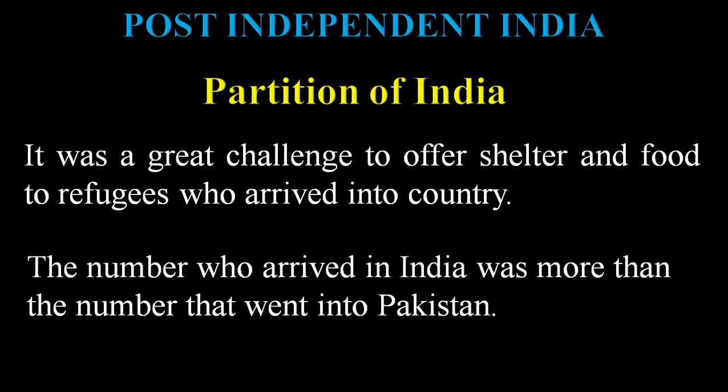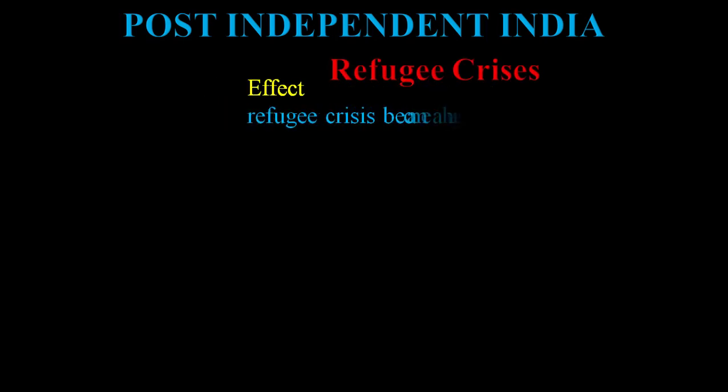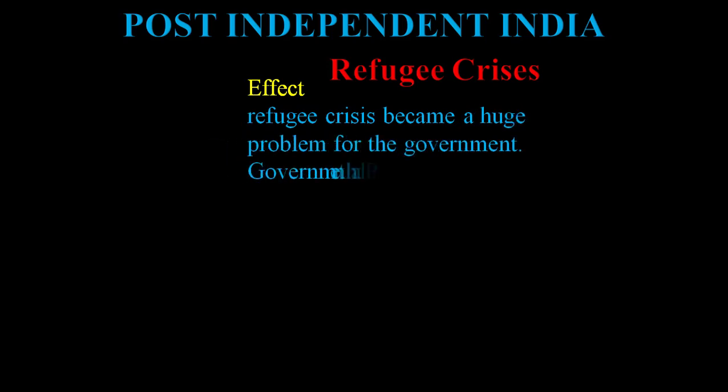The number who arrived in India was more than the number that went to Pakistan, and those who came to India from Pakistan came as refugees. They lost everything and came to India in large numbers as refugees. So immediately after, it created some of the major problems. So what are those problems? The refugee crisis.